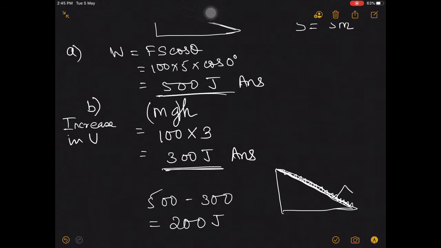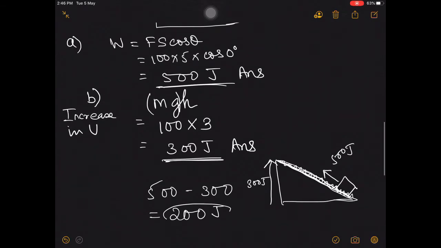That is the reason when you are lifting the block along the slope, you are doing 500 joule, and when you are directly lifting it up, you are doing 300 joule. This 200 joule extra work is done to do work against the force of friction, because your inclined plane is rough and it is not perfectly smooth.